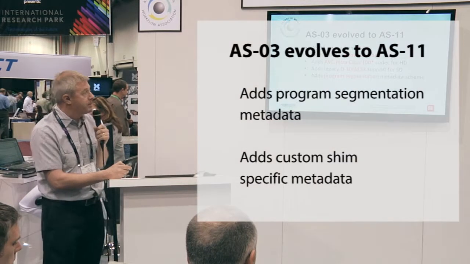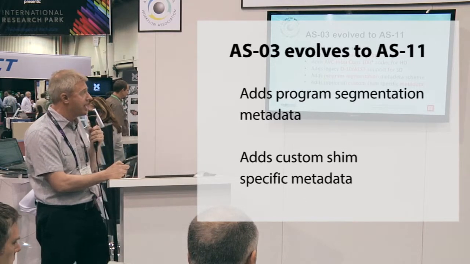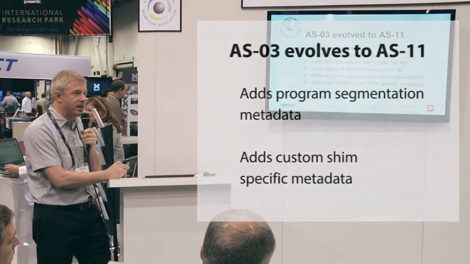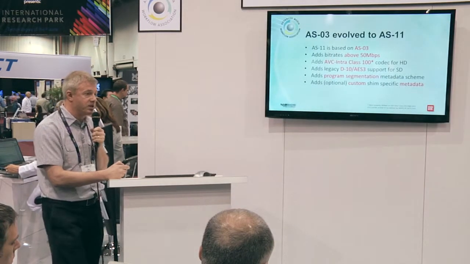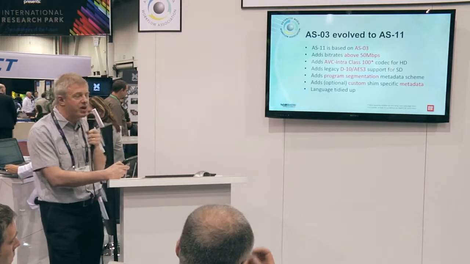It also adds program segmentation for its metadata, which we'll come back to in a sec, which is rather new. And of course it has to add some custom shim-specific metadata to add the editorial metadata, which is the equivalent of the paper form in the tape box. And compared to AS-03, we've tidied up a bit of the language in the AS-11 document, so it's just a little bit easier to read.